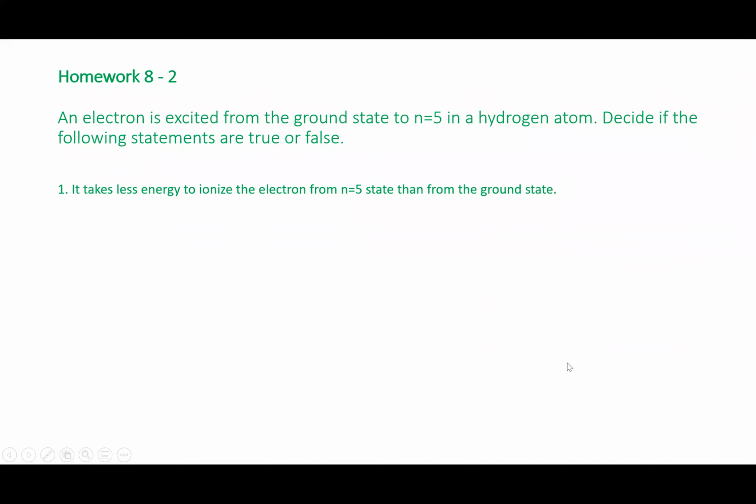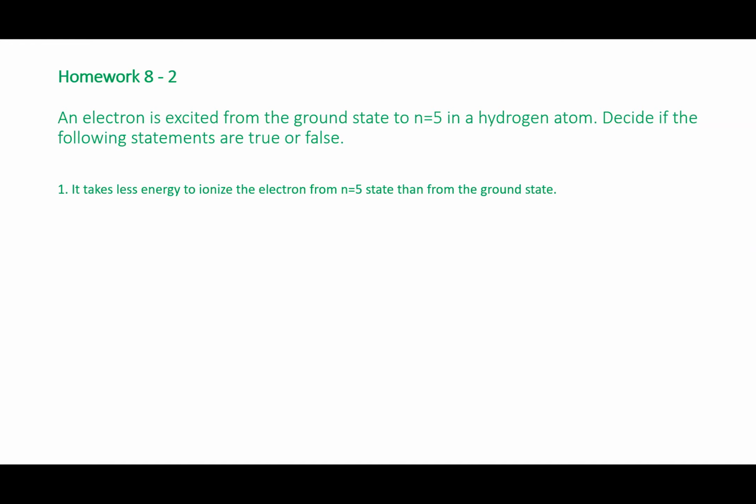For question 2 on your homework, you're going to be looking at a couple of statements and judging whether they're true or false. They're all based on if an electron is excited from the ground state to an n equals 5 transition state in a hydrogen atom. Your first statement reads, it takes less energy to ionize the electron from the n equals 5 state than from the ground state.